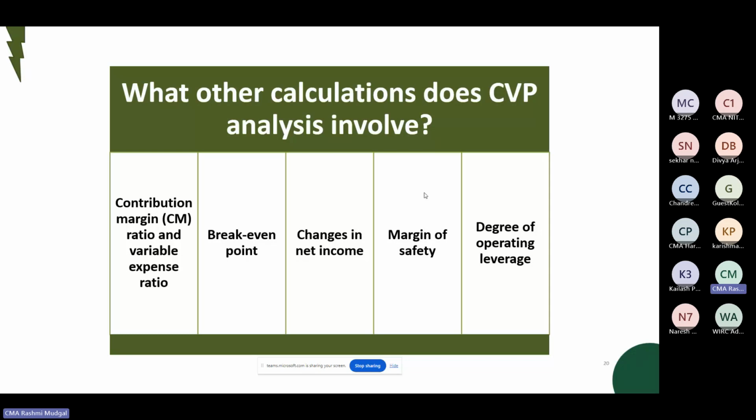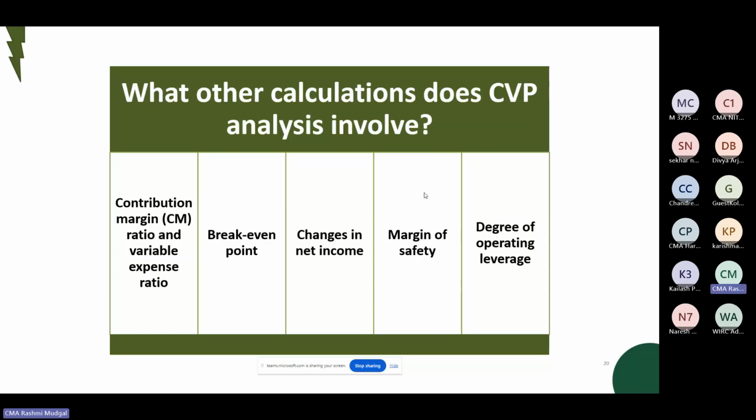What other calculations does CVP analysis involve? How to calculate CVP? What actual calculation do I need to do for my cost, volume, profit analysis? Firstly, I need to see the contribution margin ratio and variable expense ratio. What is my contribution ratio? What is my variable cost ratio with the profit or with the quantity I'm selling? Break even point, where I'm not making any profit or loss, where I'm able to recover all my expenses, variable as well as fixed.